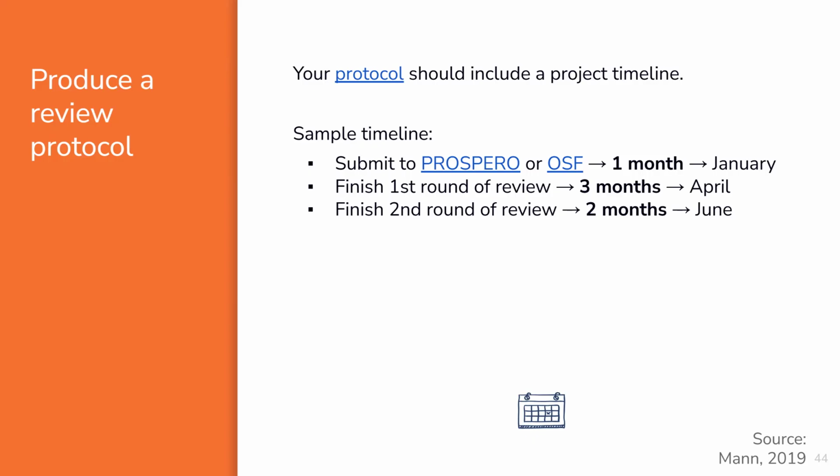Round 2 takes another 2 to 3 months. Round 2 is looking at the remaining articles that you have left. And at this juncture, you're going to be skimming the full text of the articles and once again applying your inclusion and exclusion criteria.